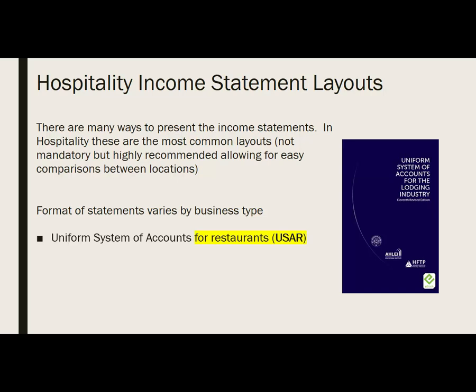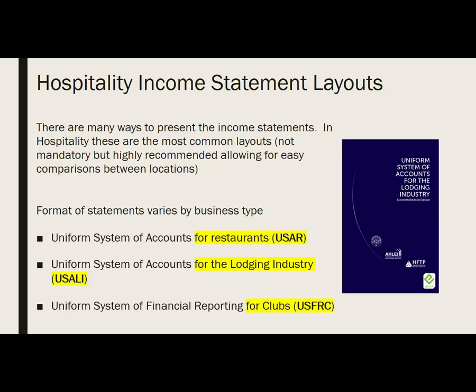Using these standards helps improve the ability of businesses to compare and benchmark each other when it comes to restaurants. USALI is on its 11th edition that came out in spring 2014, and it's effective as of January 2015, so it was effective last year. It was originally created by the Hotel Association of New York City, and it's managed by the American Hotel and Lodging Association. And then lastly, you have your USFRC, Uniform System of Financial Reporting for Clubs. It's created by the Club Managers Association of America.